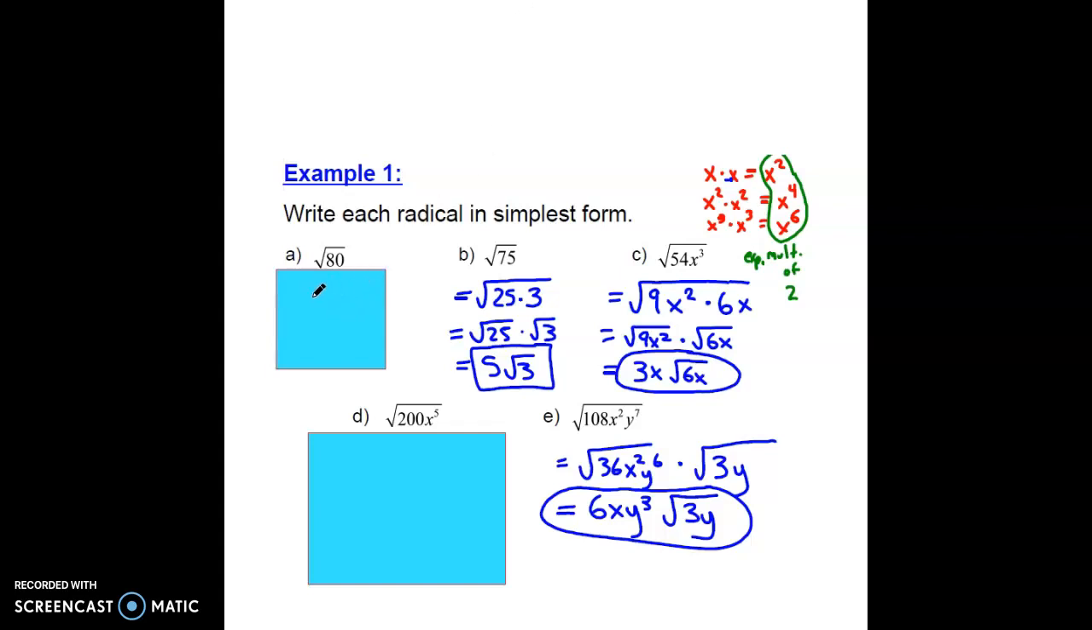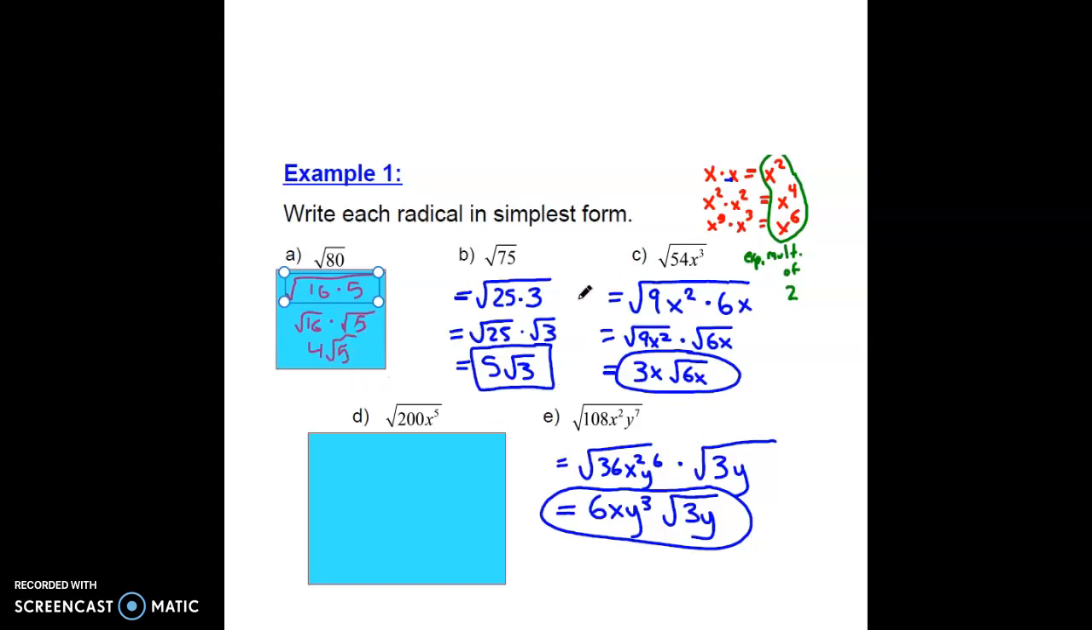Okay. So the square root of 80. We're doing square roots, so the index is 2, so we need to find the biggest perfect square of 80. So that is 16. 16 times 5 is 80. So 16 is my perfect square, so we're going to separate these, right? The square root of 16 times the square root of 5, because 5 does not have a perfect square root. So the square root of 16 is 4, and then we leave the radical of 5.